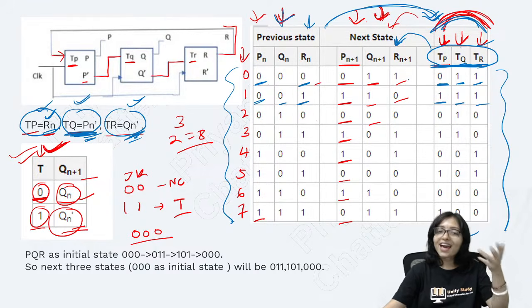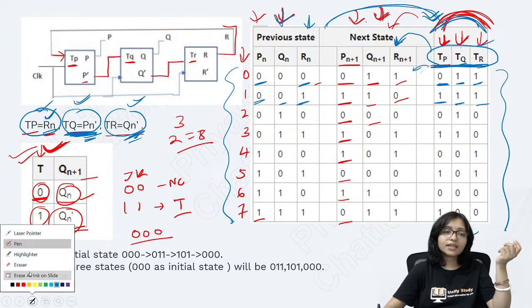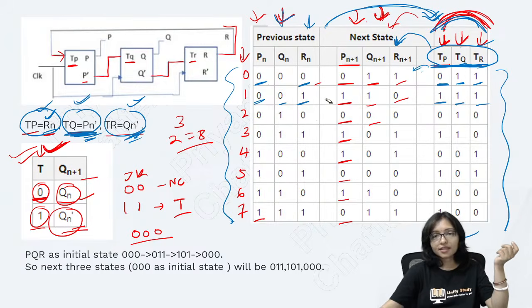Okay. So here, that's why you are filling it. Now this is easy. What will be my answer when it was 0, 0, 0?